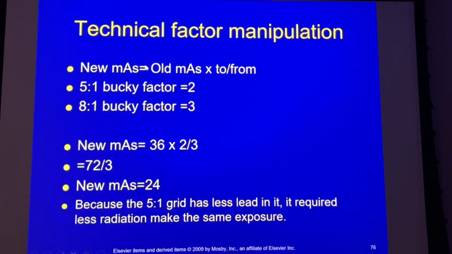That's a mathematical formulation for technique compensation. New mAs is equal to old mAs times the grid factor you're going to divided by the grid factor you're going from. Again, I find it easier just to divide and then multiply. It's just quicker and easier for me instead of memorizing yet another formula.